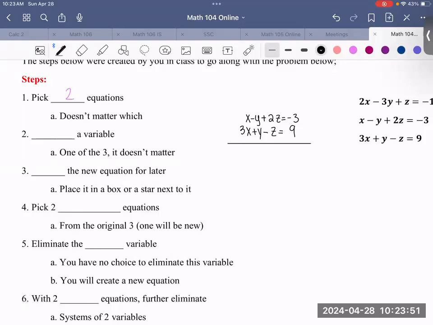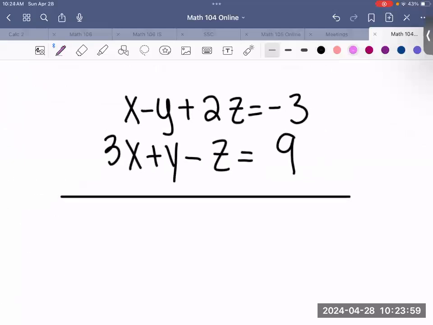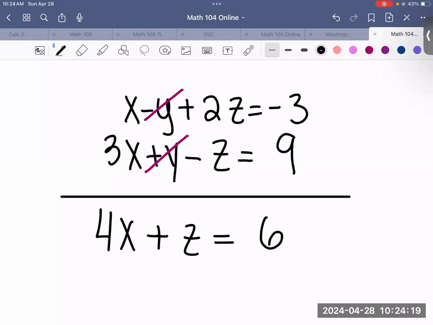So we are now going to eliminate a variable. So which variable will eliminate easily without even having to manipulate our equations? Well, your y's are going to cancel. So we're going to combine your like terms. We have 4x plus z is equal to 6. Now we are going to save this equation for later.